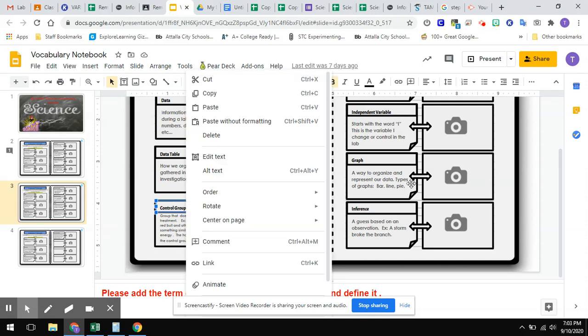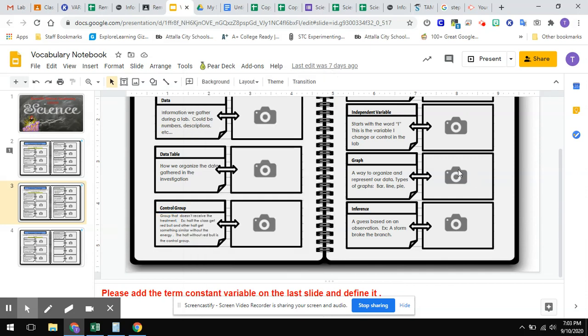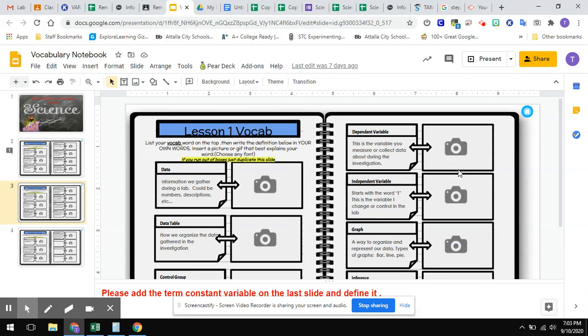So the next thing is I'm going to get into talking about variables. I feel like this is one of the places that people are really struggling right now, and that's because I haven't been able to teach you about these. So I want to talk about the independent variable first, because once you understand the independent variable, I feel like it's easier to understand the dependent. How I always start out talking about this in classes, I always say independent variable starts with the word I. This is the variable I change or control in the lab.